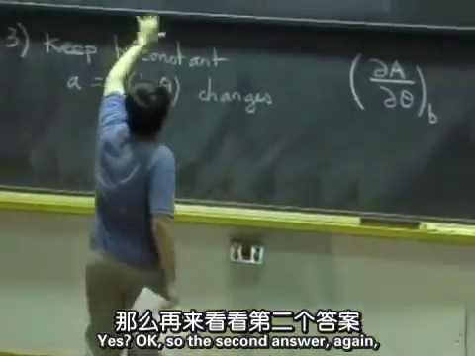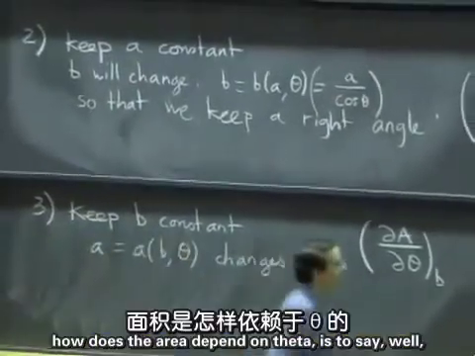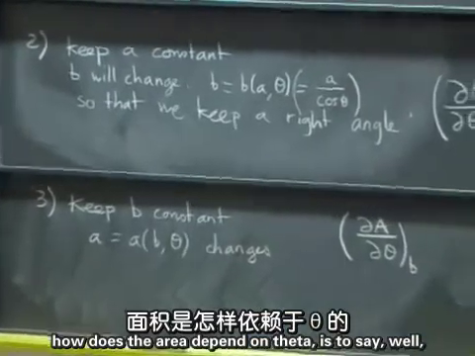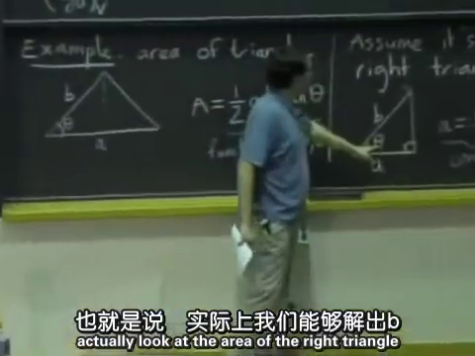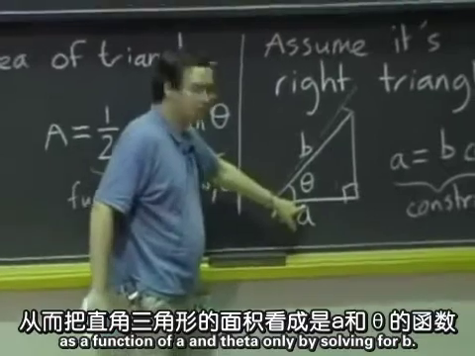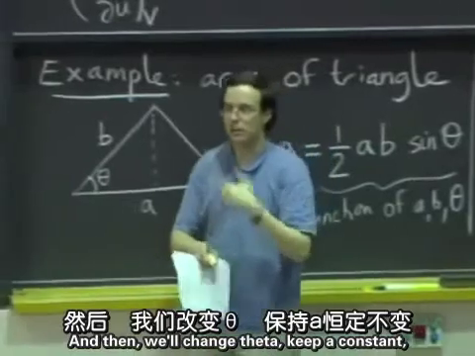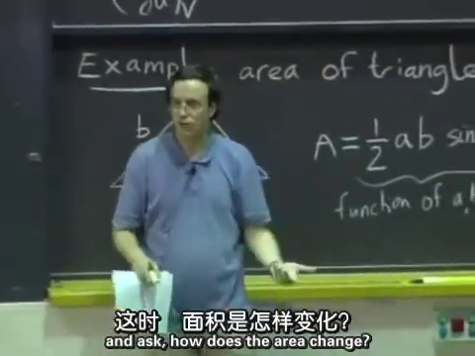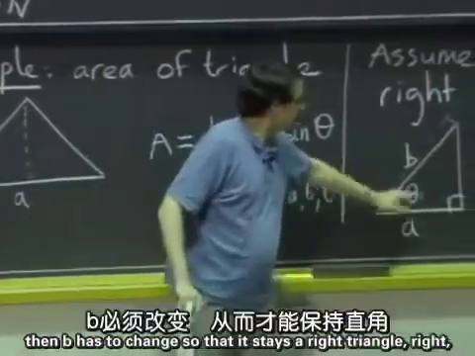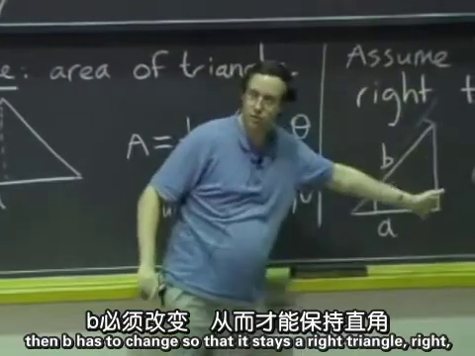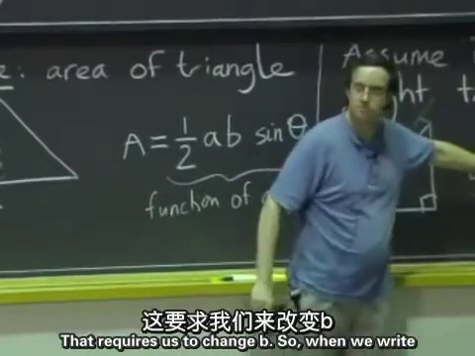Okay, so the second answer again. One way to ask ourselves how the area depends on theta is to say, well, we'll look at the area of a right triangle as a function of A and theta only, by solving for B. And then we'll change theta, keep A constant, and ask how the area changes. So when we change theta and keep A the same, then B has to change so that it stays a right triangle, right? So that this relation still holds. That requires us to change B.